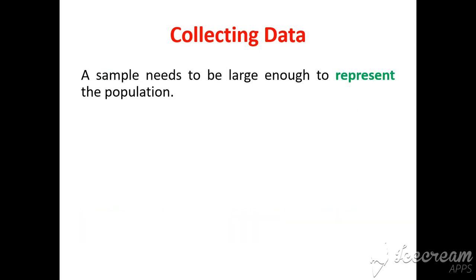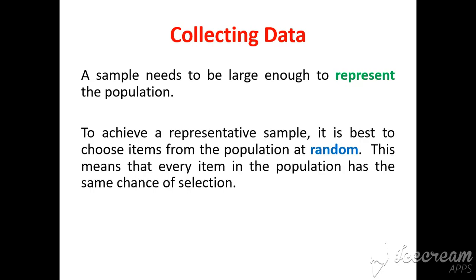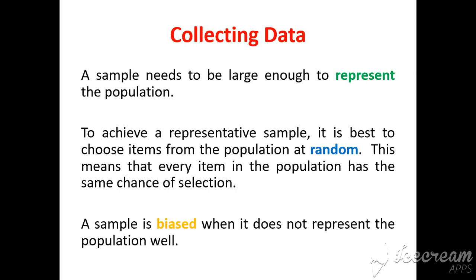Right, now, a sample needs to be large enough to represent the population. To achieve a representative sample, it's best to choose items from the population at random. This means that every item in the population has the same chance of selection. A sample becomes biased when it does not represent the population well.